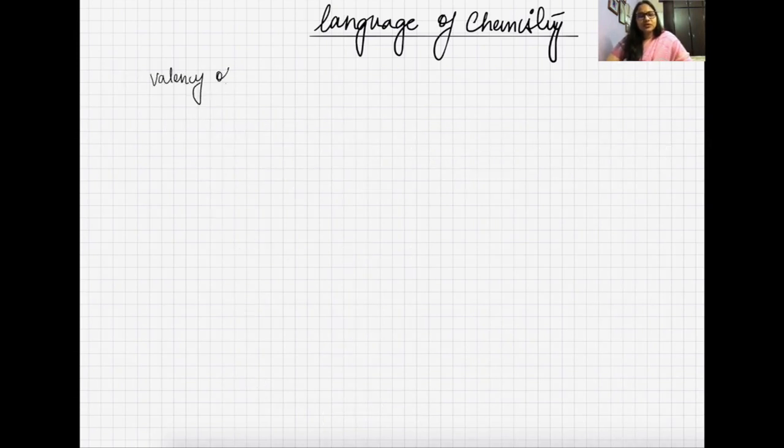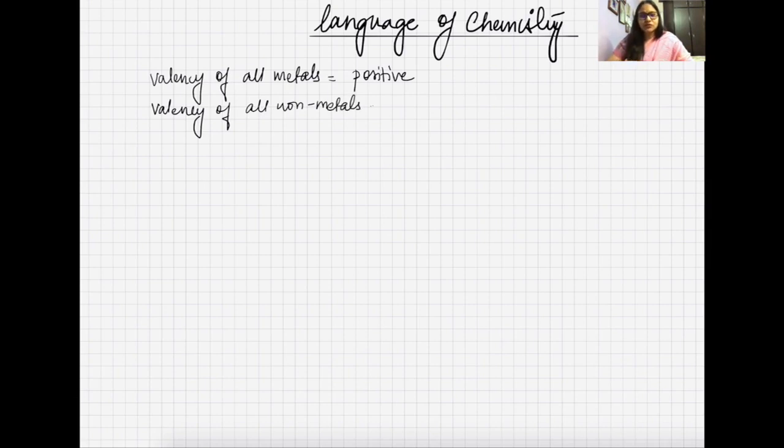Now coming to valency of metals and nonmetals. Usually metals have a positive valency and nonmetals have a negative valency. This is because metals have a tendency to lose electrons and nonmetals have a tendency to gain electrons.